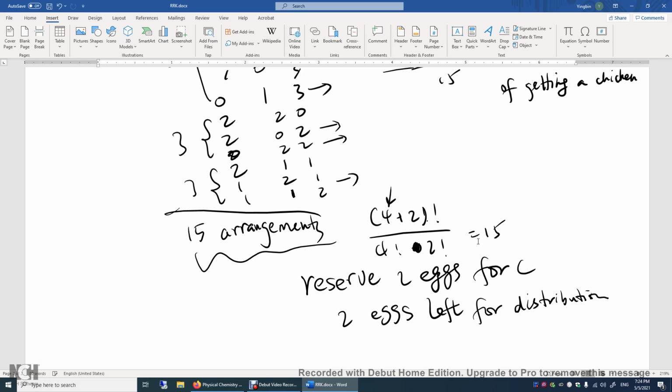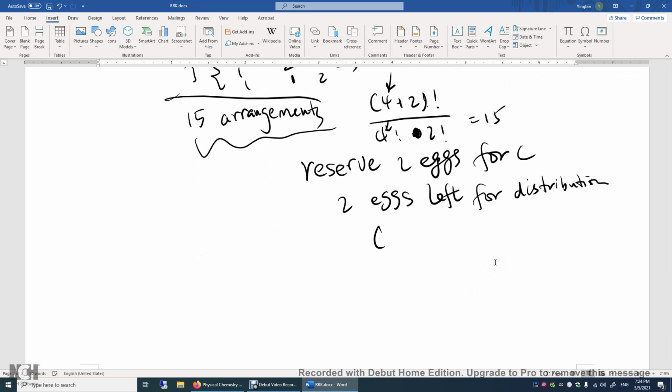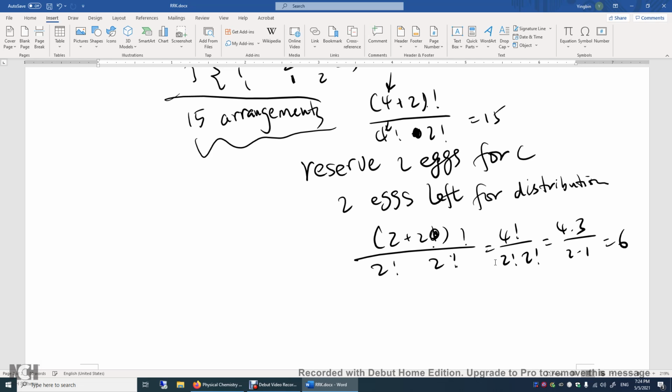Really, you just need to replace this number 4 with 2. All right, so it's just going to be 2 plus 2 factorial over 2 factorial, 2 factorial, and then over on top it's 4 factorial. You get 6. So this 6 arrangements may result in us getting a chicken. So you got this 6 here, you got 15 here, 6 over 15, it's 40%.